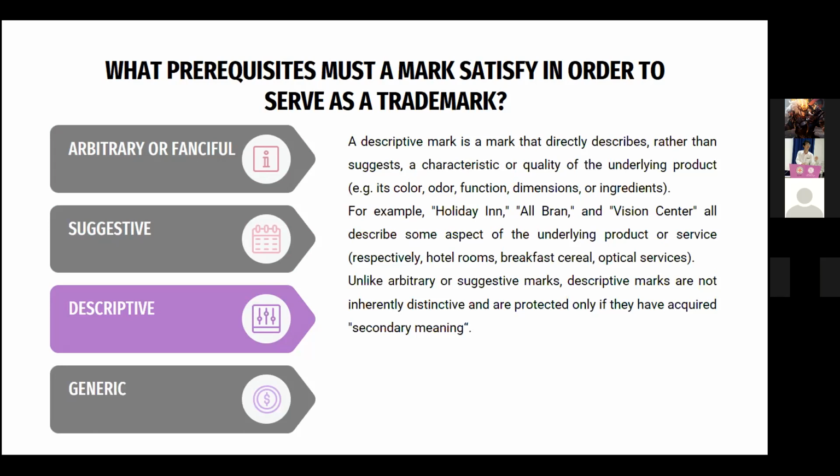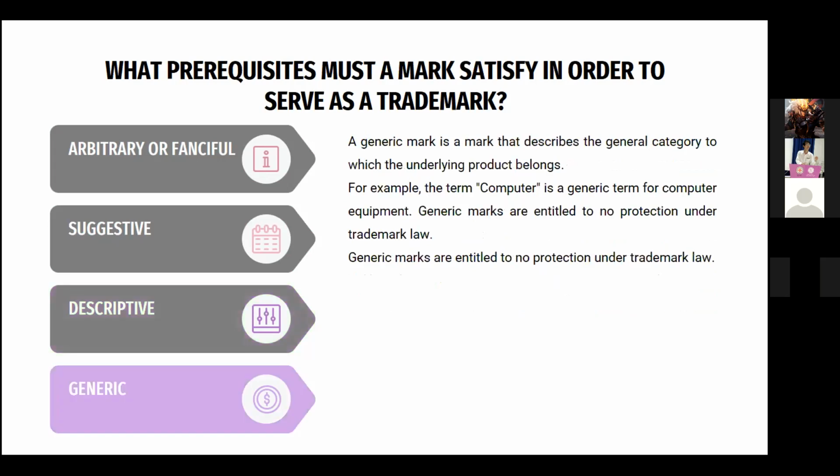Finally, a generic mark is a mark that describes the general category to which the underlying product belongs. For example, "computer" is the generic term for computer equipment. Generic marks are entitled to no protection under trademark law. A manufacturer selling "Computer" brand computers, or "Apple" brand apples, would have no exclusive right to use that term.